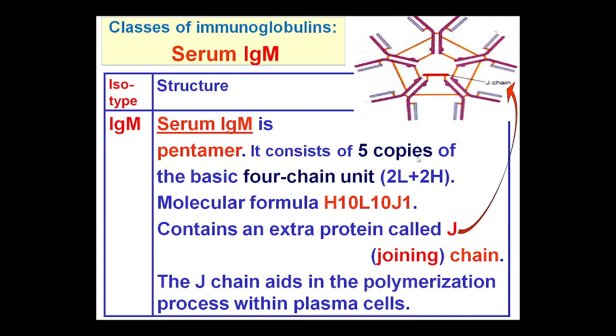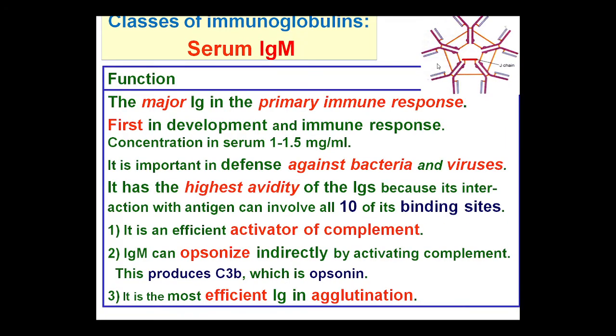This pentameric molecule may simultaneously react to 10 antigenic determinants, making this molecule more avid than other immunoglobulins. Functions of the serum immunoglobulin M. This is a major immunoglobulin in the primary immune response, and first in any immune response, primary and secondary. Immunoglobulin M is first in the development of the immune response. Normal concentration in the serum is from 1 to 1.5 milligrams per milliliter.